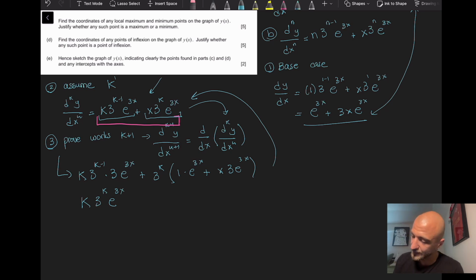Now the second term for the time being. Can we simplify anything out? We can multiply out the 3^k. That might be helpful. So we get 3^k e^(3x) plus x times 3^k times 3, which is 3^(k+1), e^(3x). There we go.